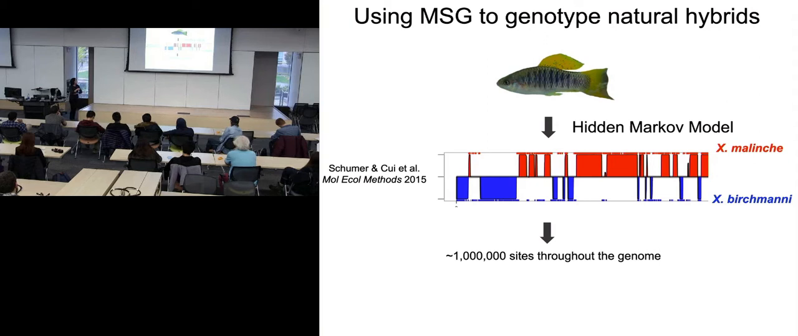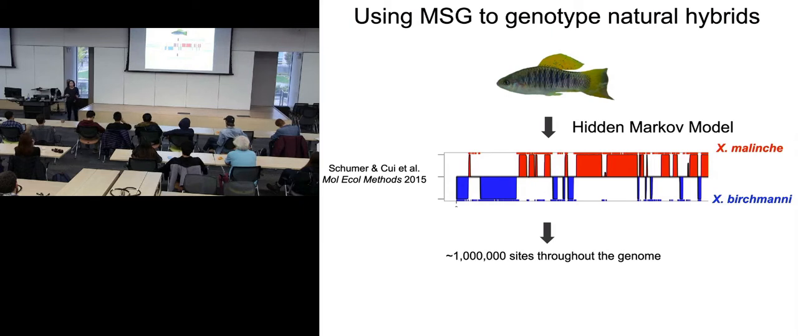So we have sequenced to high depth the Malinche and Birchmanii genomes and several parental populations of 60 individuals per parental population. So we have a very good understanding of the informative sites that differ between the populations, their frequency, and which of those are fixed differences. And so this allows us to go out into the hybrid populations and collect a small fin clip, extract DNA, and sequence it to about 1x coverage genome-wide.